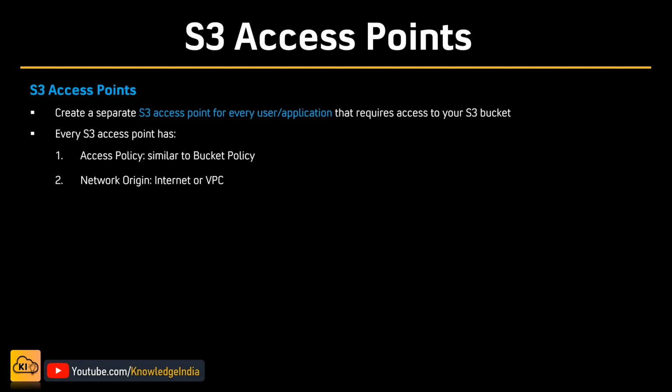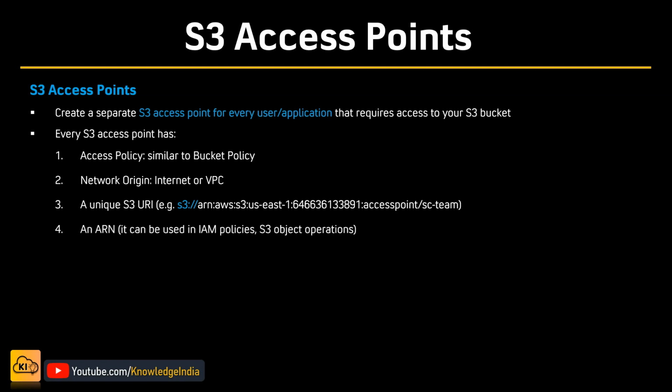You can have one access point which will have network origin as internet, and you can have another access point which can have network origin as VPC, right? So that's a really good feature. Other things are, you get a unique S3 URI. Remember those s3:// things which you use in your CLI commands. So you get an S3 URI with every access point.